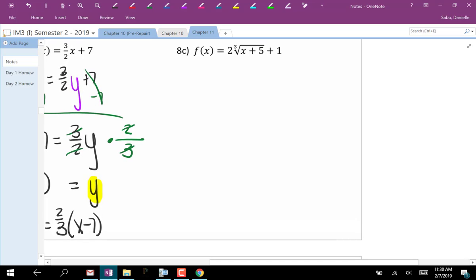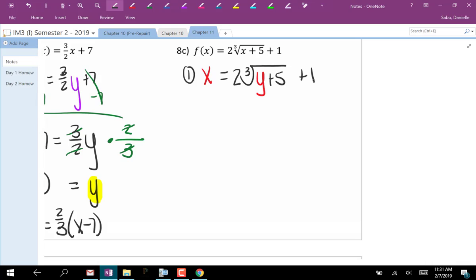Okay, this one. Here we go again. First step: switch the x and y. This becomes an x, and I'm going to rewrite everything, but instead of having an x here, I'm going to have a y plus 5 plus 1. There is no way to do this in your head, guys. So you need to make sure that you're showing work and trying it. I guess there's a way, but you would really have to understand the whole process.